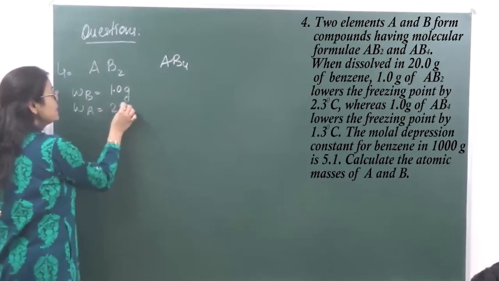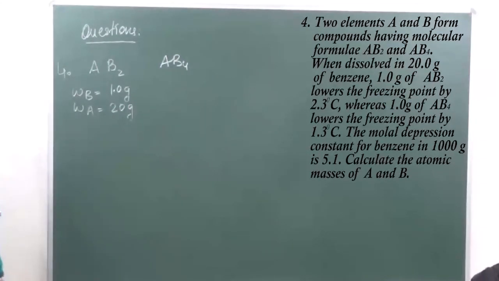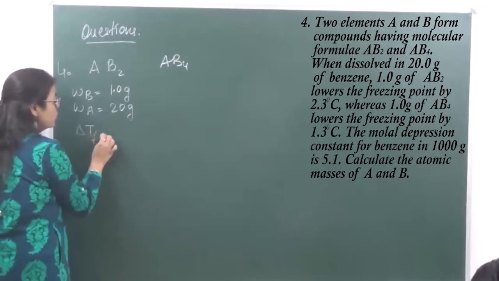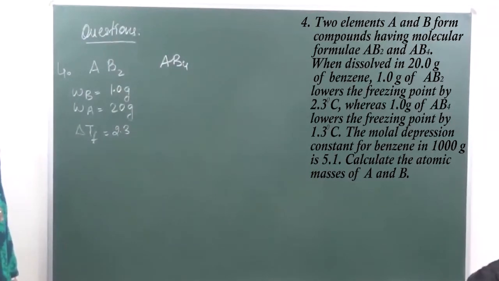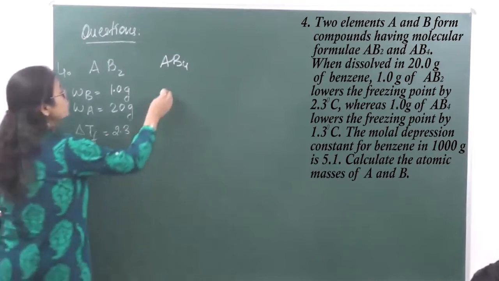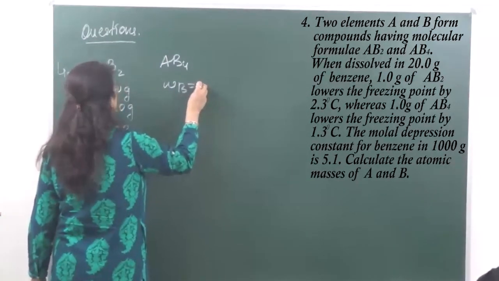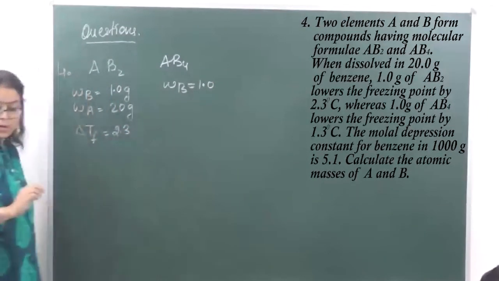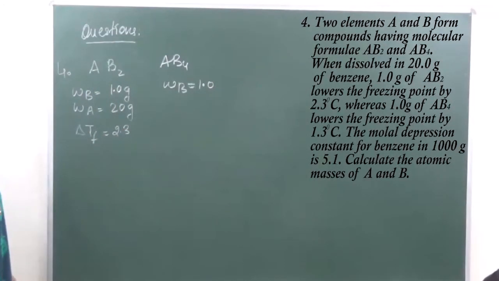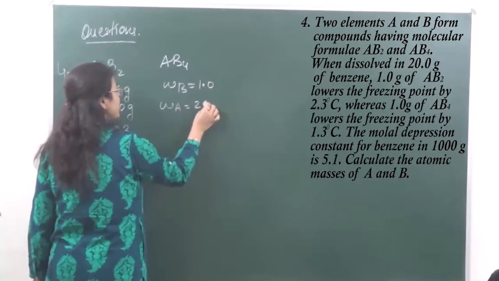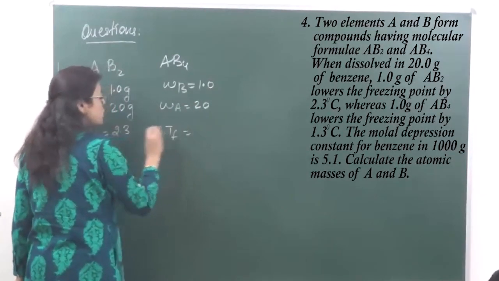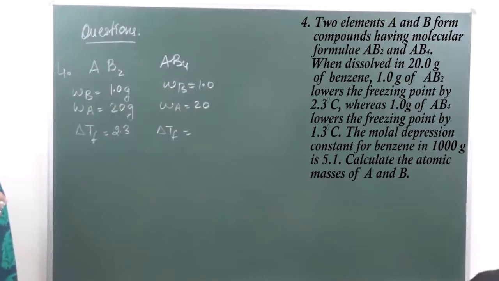WA, that is benzene, is given to us as 20 grams. It lowers the freezing point by 2.3. So delta TF given to us over here is 2.3, right? Whereas 1 gram of AB4, so again WB given to us over here is 1 gram of AB4, lowers the freezing point by 1.3. So WA is also the same over here, that is 20 grams, but delta TF is changing. So delta TF over here is 1.3 degrees Celsius.